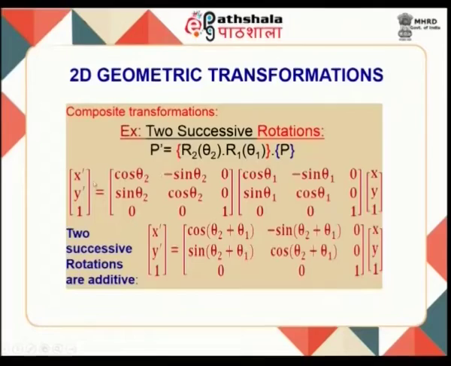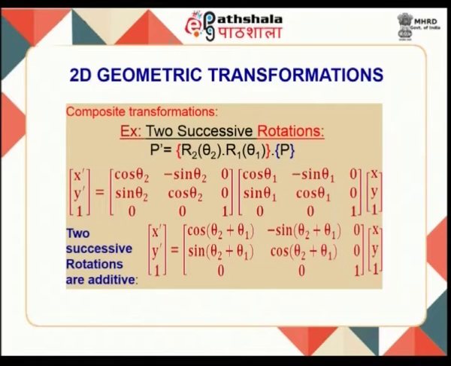If you remember the standard rotation matrix, we have converted this notation into the equivalent matrix: x dashed, y dashed, 1 is equal to R2, with cos theta 2, minus sin theta 2, 0, sin theta 2, cos theta 2, 0, 0 0 1, multiplied by similarly cos theta 1, minus sin theta 1, 0, sin theta 1, cos theta 1, 0, 0 0 1. When we multiply these two, the resultant is a composite rotation matrix, and if you observe carefully, the angles are added up here, theta 2 plus theta 1, and so on. So the resultant composite matrix is additive. We can conclude that two successive rotations are additive.